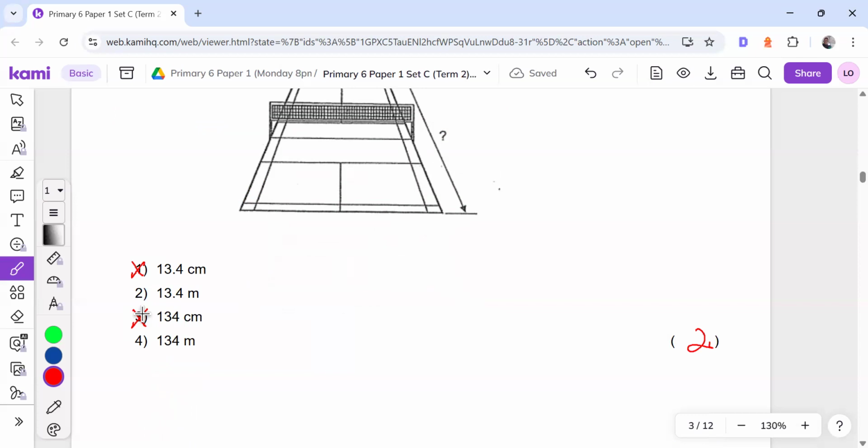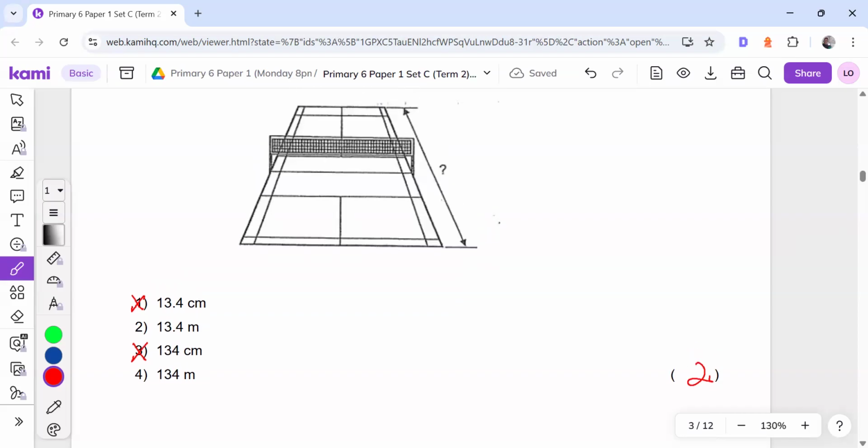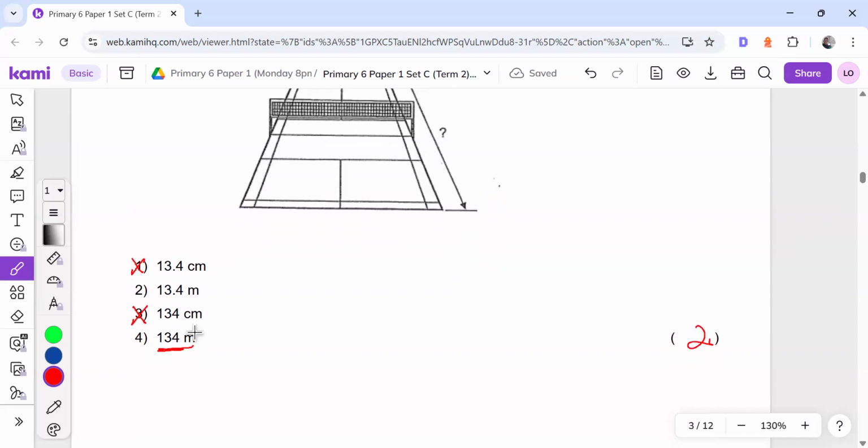Primary 1, okay. 134 centimeters is about 1 meter, maybe your little brother or little sister. So the badminton court cannot be so short. 134 meters is what? If you go for sports day, you run so long, right? You run so far, which is 100 meters. So do you think your badminton court is so far, so long, 100 meters?